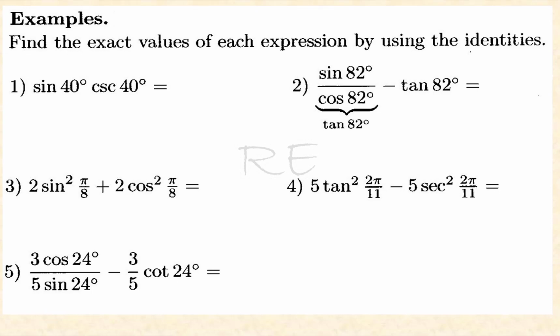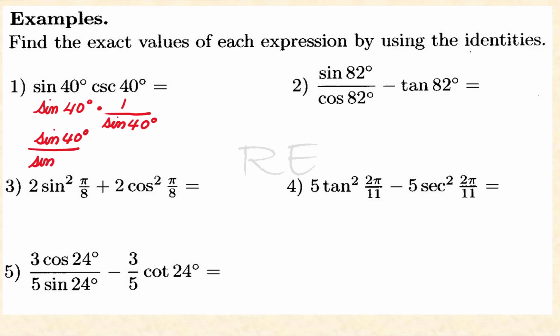Sine 40 times cosecant 40 can be written as sine 40 multiplied by 1 over sine 40. Cosecant is 1 over sine. Therefore, it'll become sine 40 divided by sine 40. And since sine 40 is different from 0, it's equal to 1.